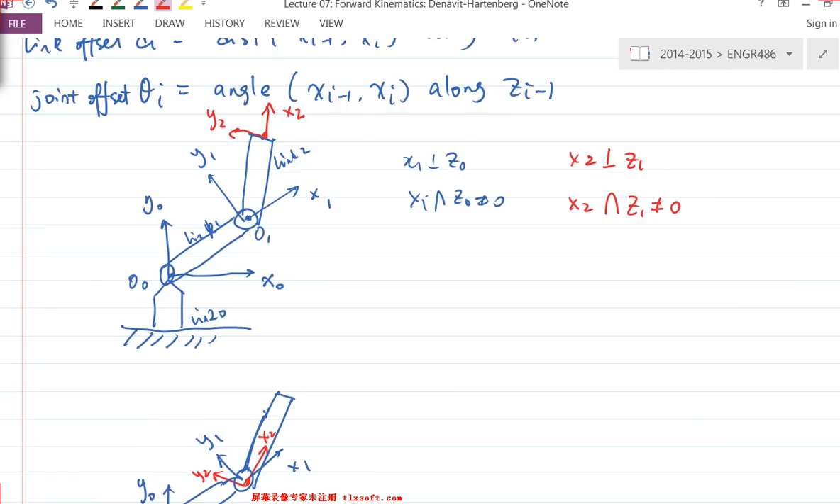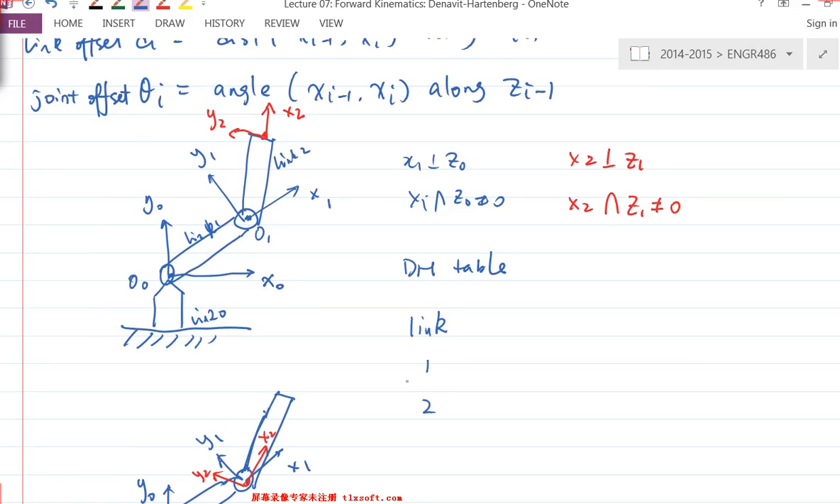So let's go on now. This is basically for DH. The next step is to set up the DH table. We're going to make this table to calculate the forward kinematics. The table is set up like this. You have the link number.